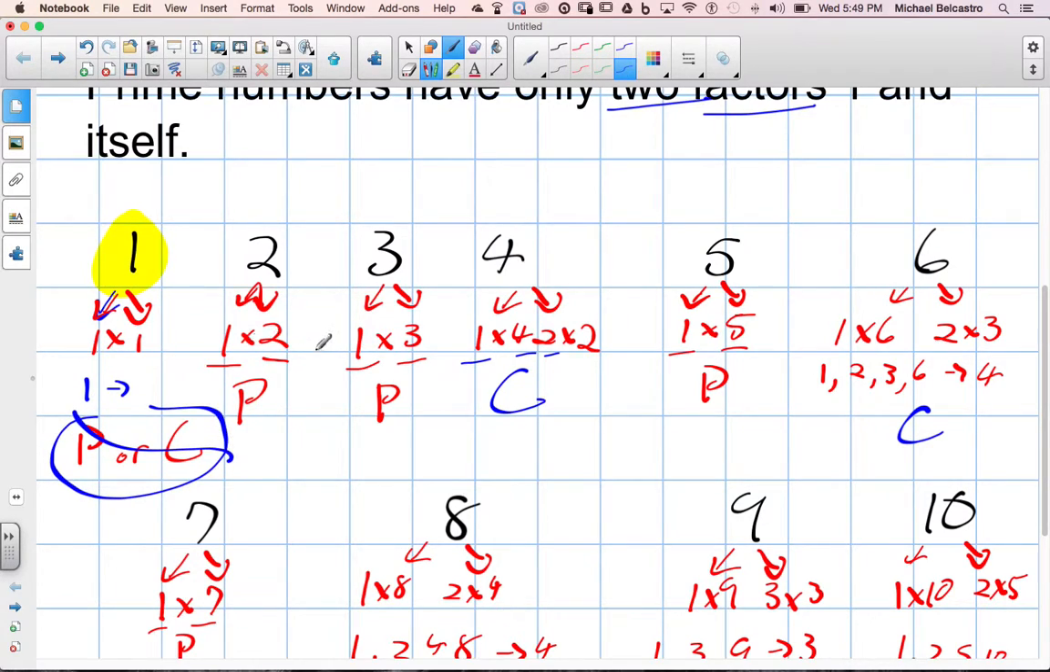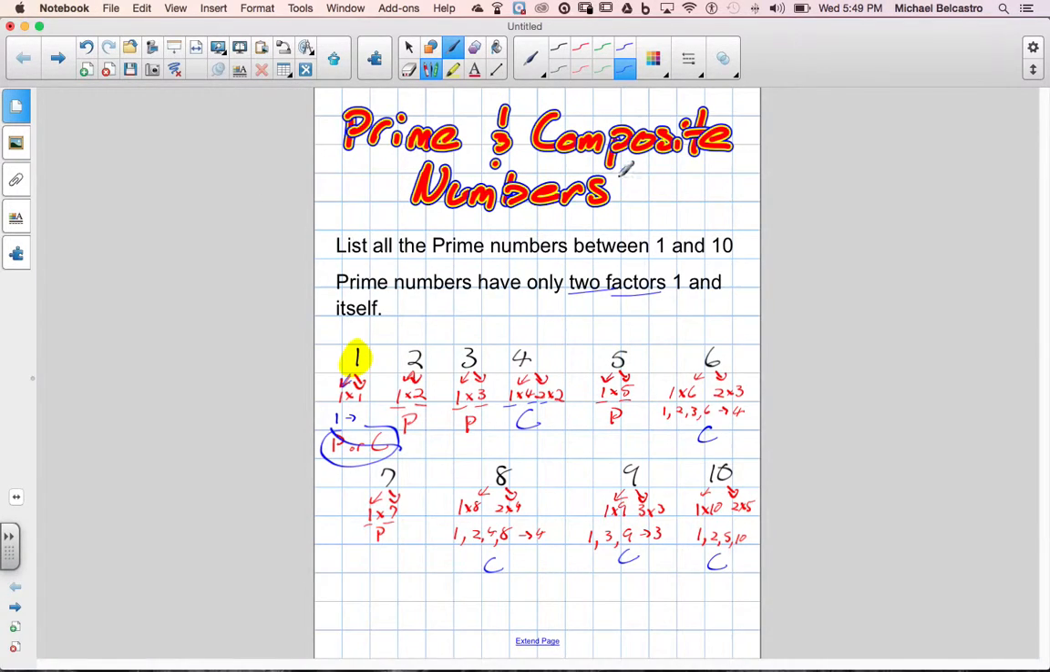So number 1 does not fall in that category. Same with 0, actually, because 0 has an infinite amount, you can put any number into that. Okay? Does that make sense, the difference between prime and composite? Very good.